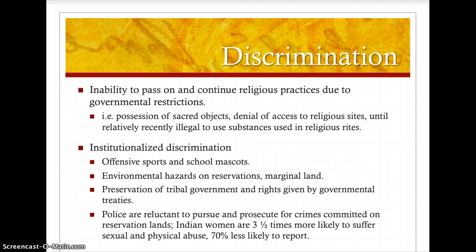Indian women are 3.5 times more likely to experience sexual and physical abuse than any other ethnic group. These crimes usually occur on tribal lands and are most often committed by non-Indian males. A lack of law enforcement on tribal lands means that crimes such as these are likely to go unpunished.